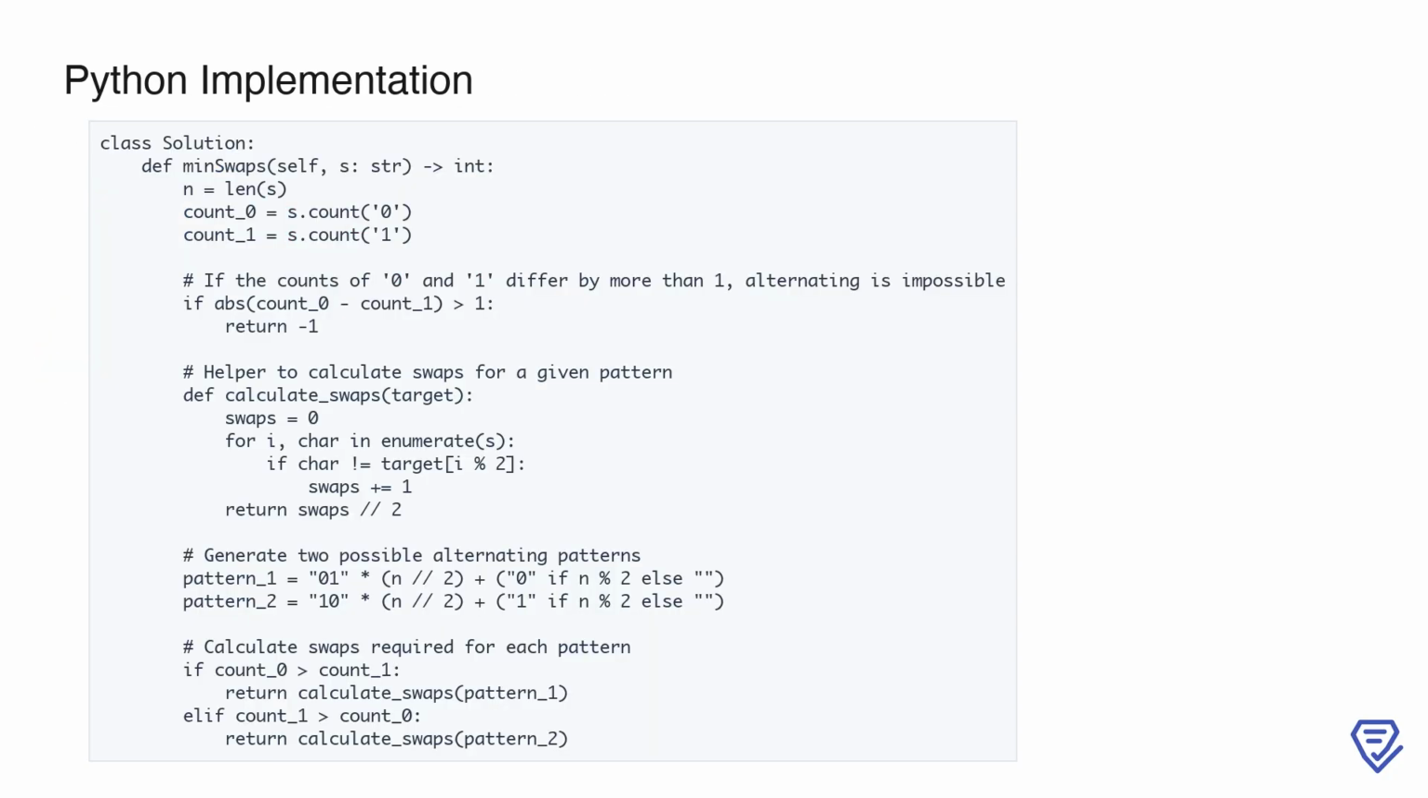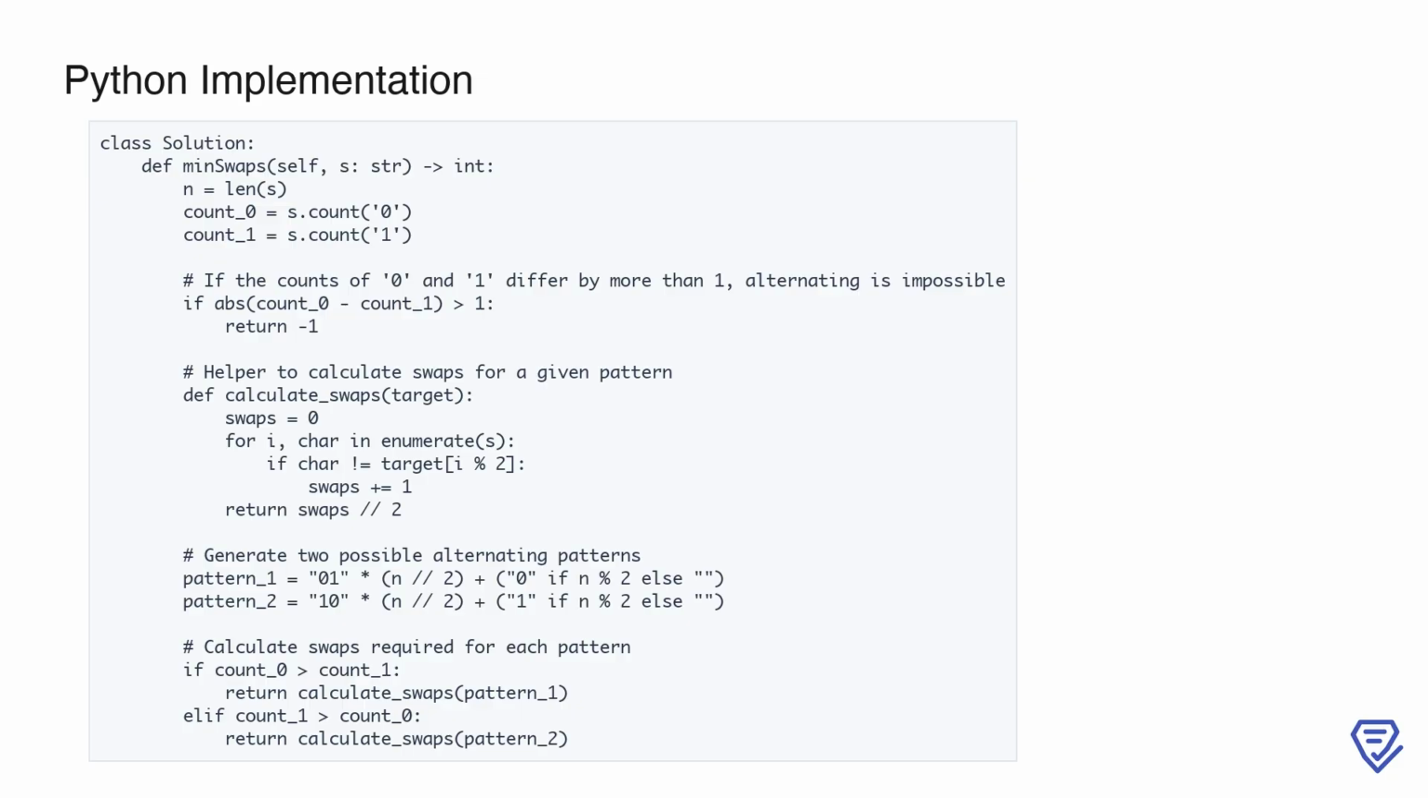Here, we define a Python class called Solution with a method minSwaps that takes a binary string s as input. The first step is to determine the length of the string n, along with the counts of zeros and ones using the count method. These counts are essential because if the absolute difference between the number of zeros and ones exceeds 1, it becomes impossible to alternate the string in the desired fashion. In such cases, we immediately return -1.